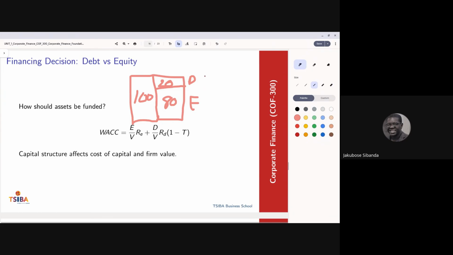Right. But debt's required rate of return is 10%. Then equity would be more risky. Maybe their required rate of return is 12%. So when you're calculating your WACC, you just have to substitute all these numbers. What is the weight for equity? It's 80 over 100. I've substituted this part here. But what is the required rate of return there? It's 12%.